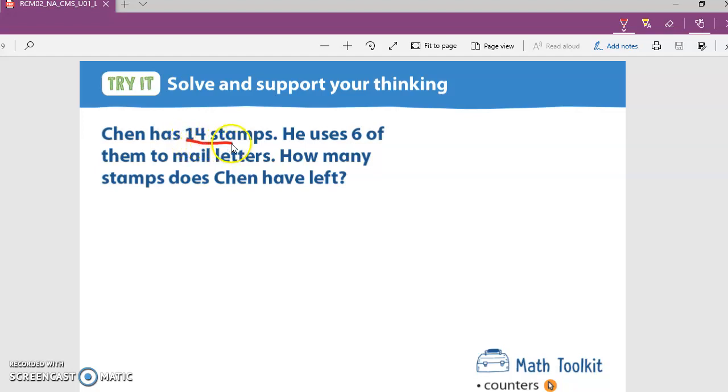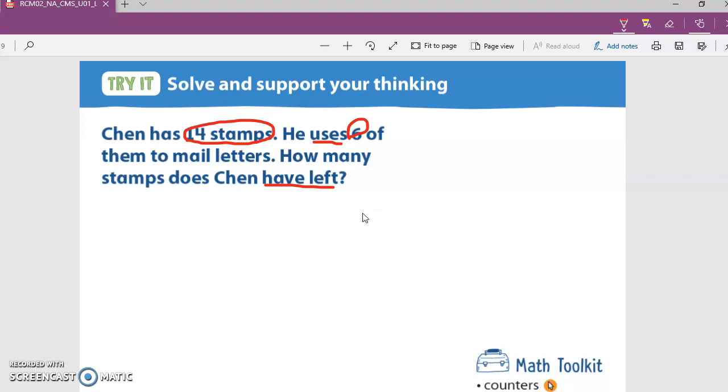So we have 14 stamps, and we have 6, okay? An important word is he uses and have left, okay? If you use something, that means that it goes away, okay? When we were adding, we were putting together, so words like got more, have in all, have all together, all mean that we're adding, but have left, he uses, he lost, those words mean that we're taking away from.